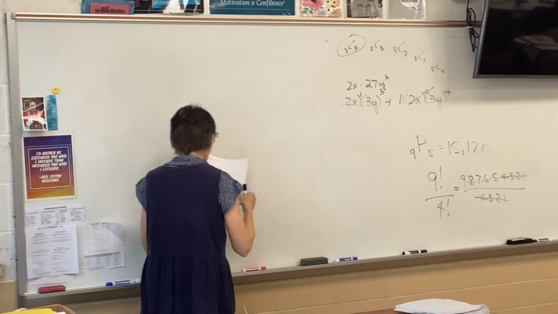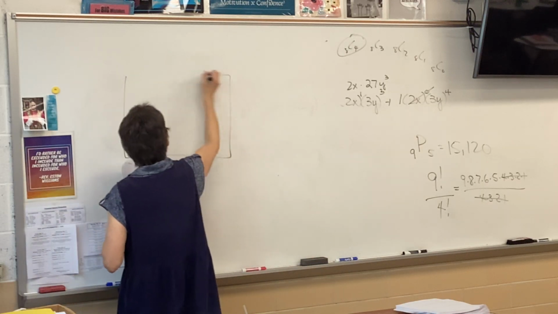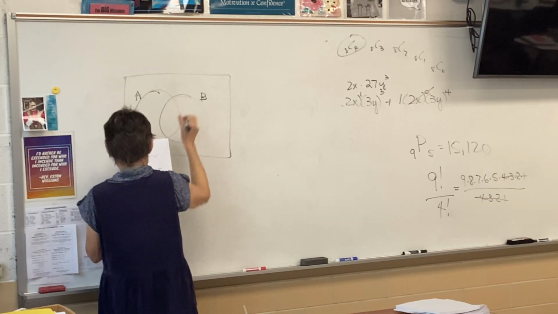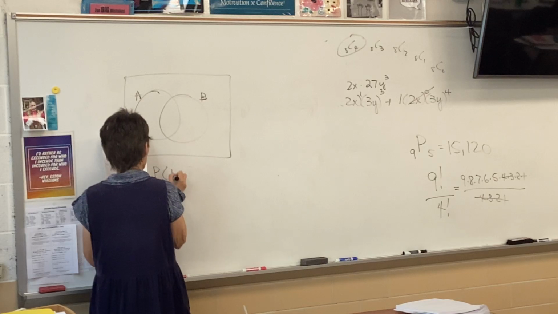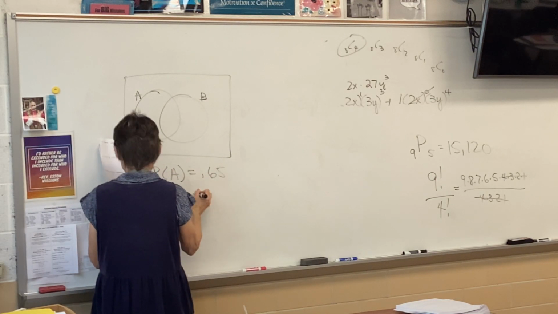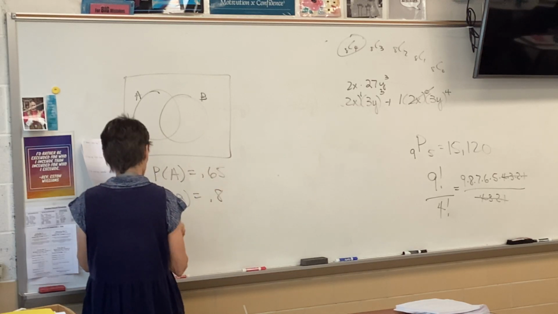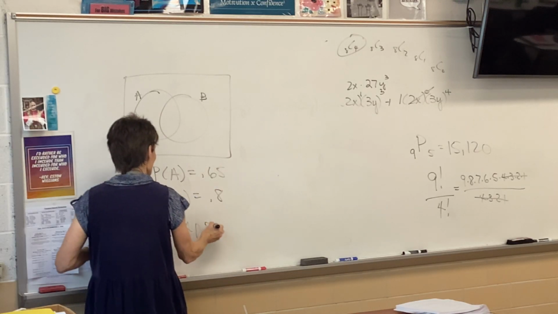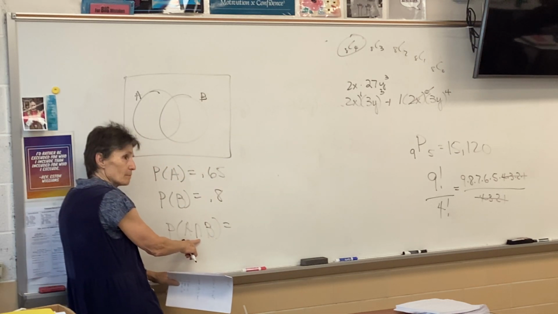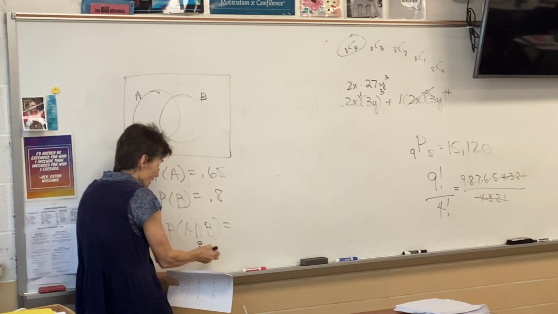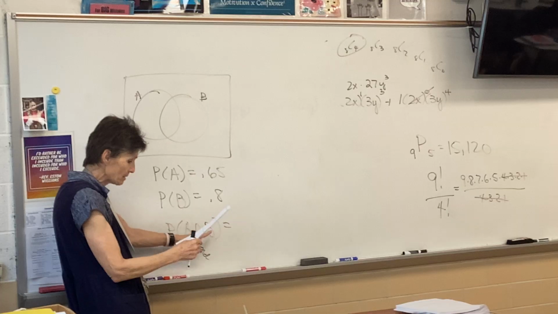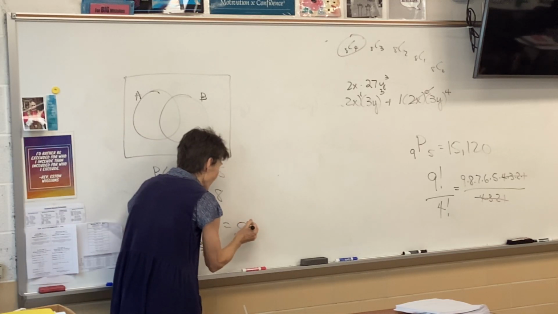Now we have another Venn diagram. And we know that the probability of liking apples is 0.65. The probability of liking bananas is 0.8. And who remembers what that symbol right there means? And. So this means the probability that you like apples and bananas is 0.55.